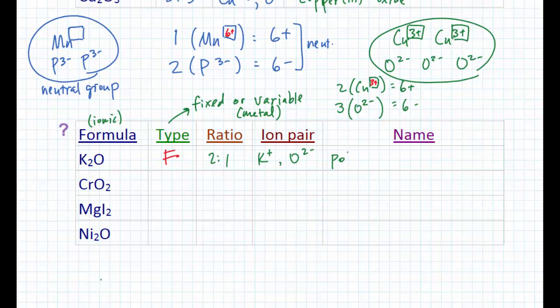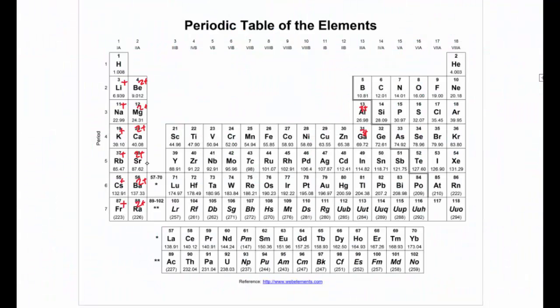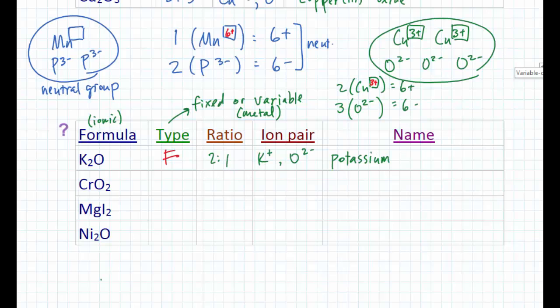So, potassium, that's K, right? Should I put a Roman numeral here? When it's fixed charge, just saying potassium is enough because potassium is always plus. We can write a plus right on the periodic table there. So no Roman numeral after potassium. It's just potassium. Okay?